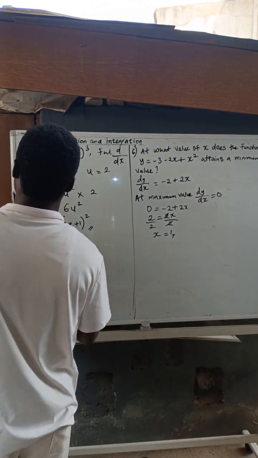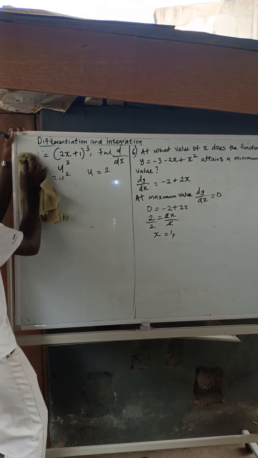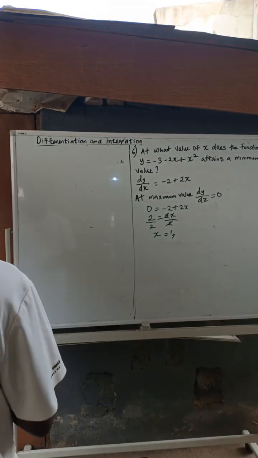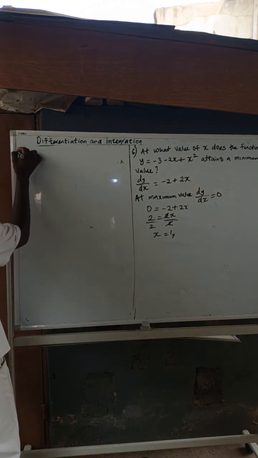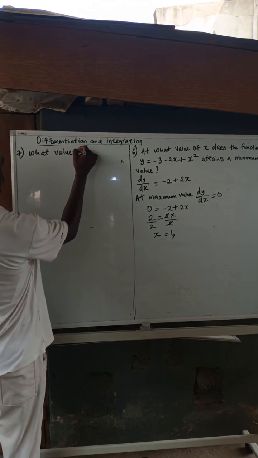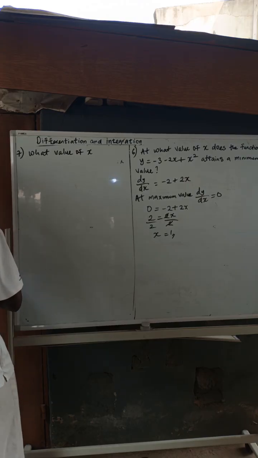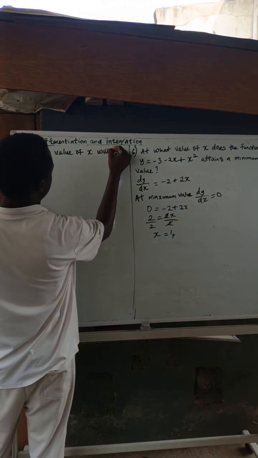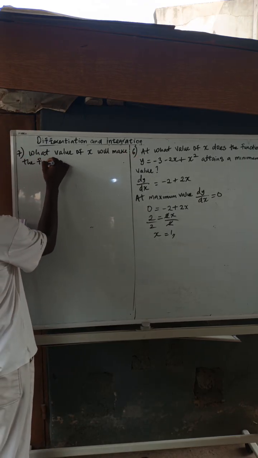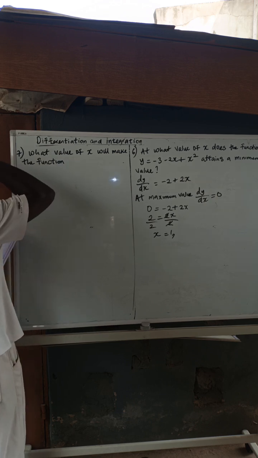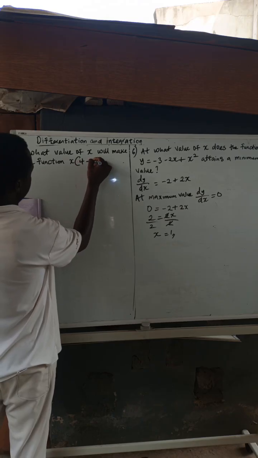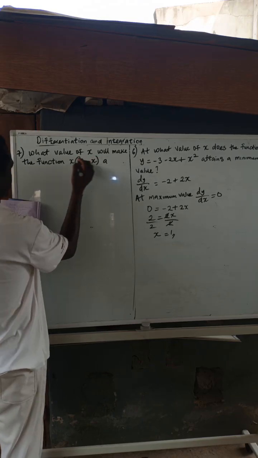There's another similar question to it, that is from JAMB 2009. This should be the last question. What value of x will make the function x open bracket 4 minus x a maximum?